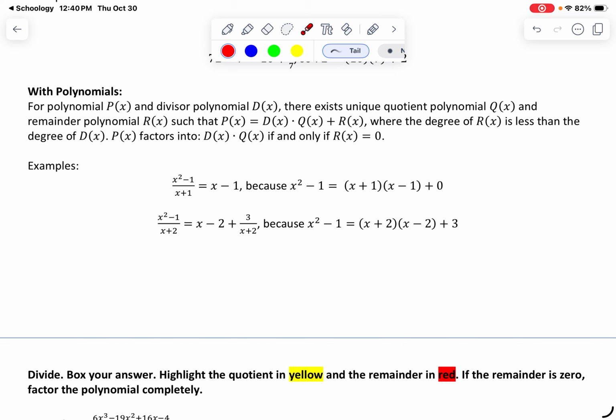Now, however, if I were to divide x squared minus 1 by x plus 2, x plus 2 is not a factor of x squared minus 1. So when I divide them, I do get a remainder. The remainder is 3. So we would write that as x minus 2 plus the remainder, which is 3, over what we were dividing by, which is x plus 2, okay? And the reason why is because x squared minus 1 is equivalent to x plus 2 times x minus 2, this times this, but there's a remainder of 3, so plus 3, okay?